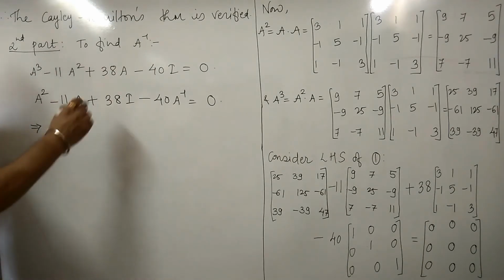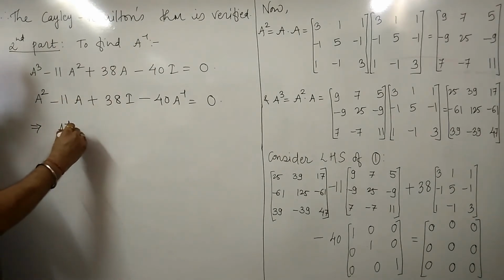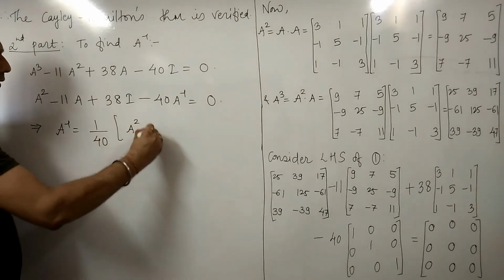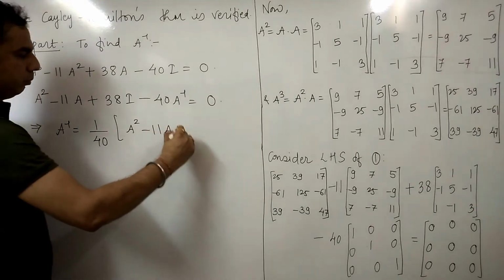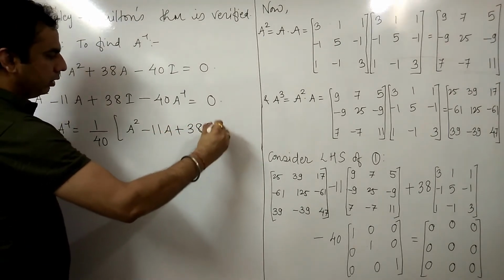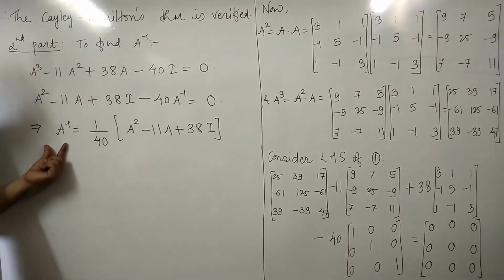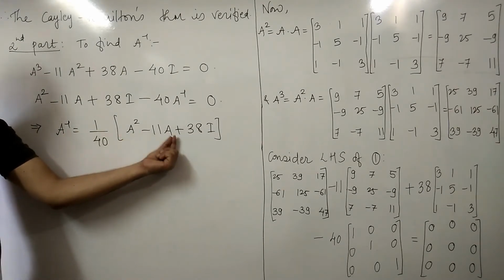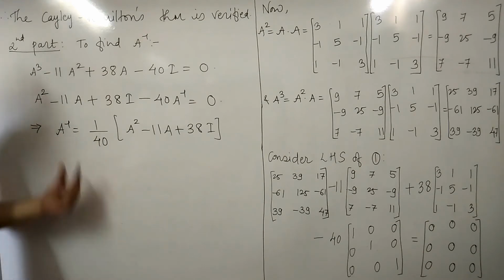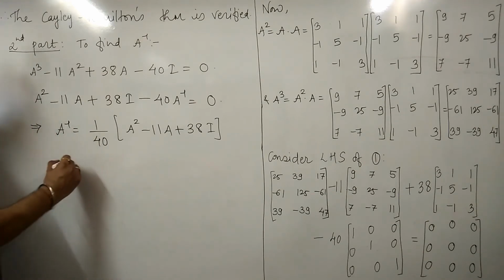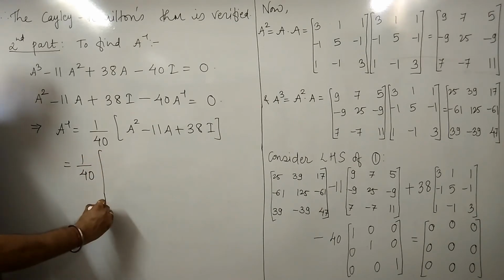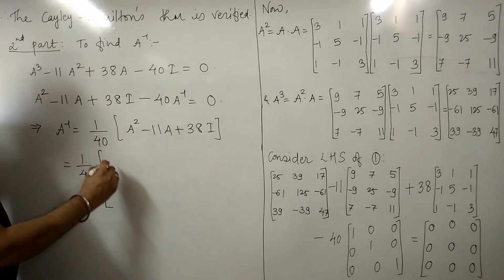So from this we can write A inverse is equal to 1 by 40 times A square minus 11A plus 38I. So to find A inverse, you have to put the values of A square and A in this equation and you will be getting A inverse. So this is nothing but 1 by 40 times A square. So A square is what?